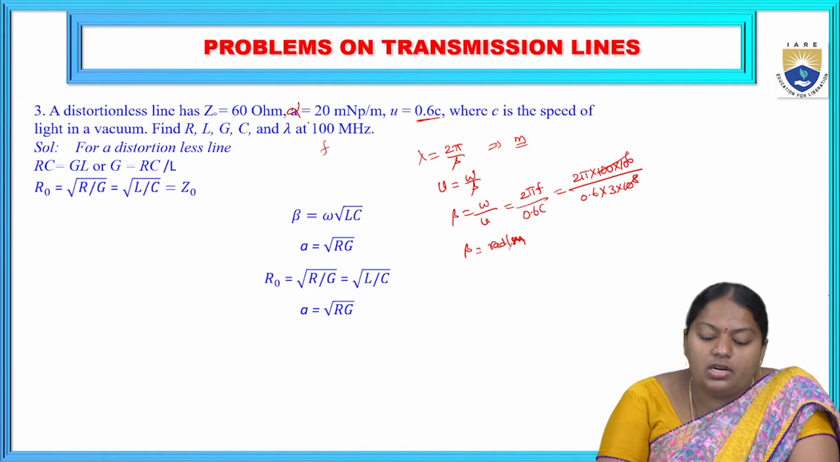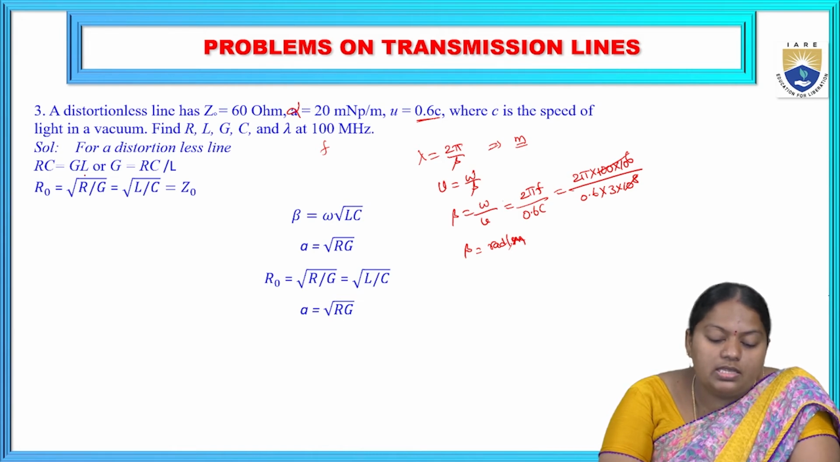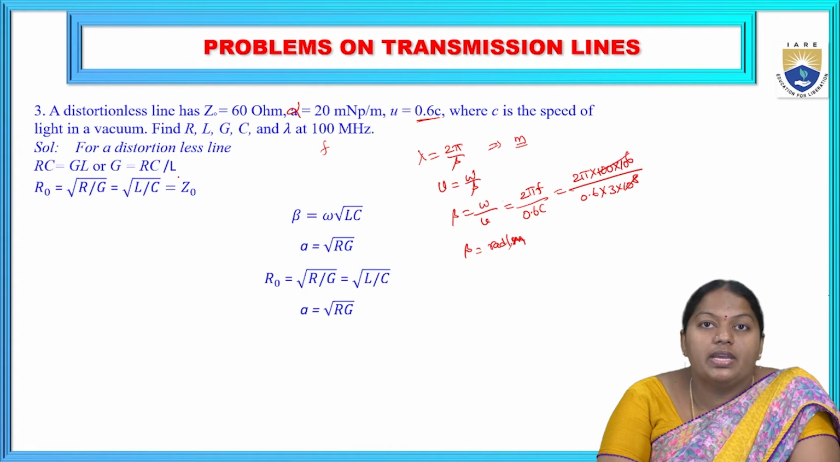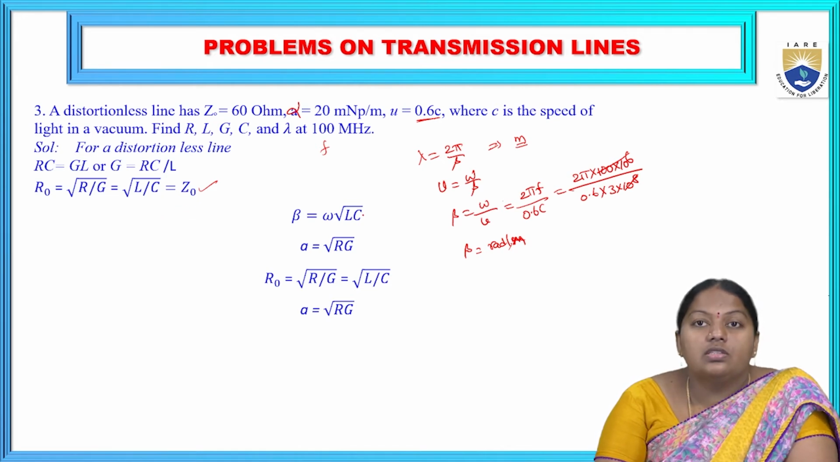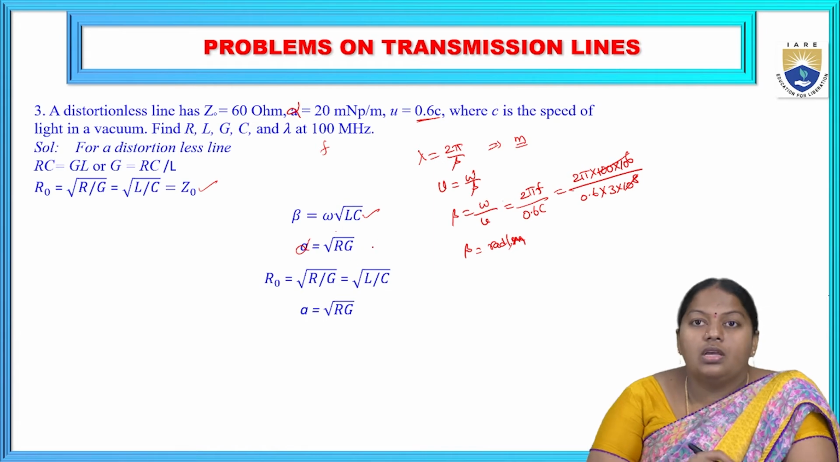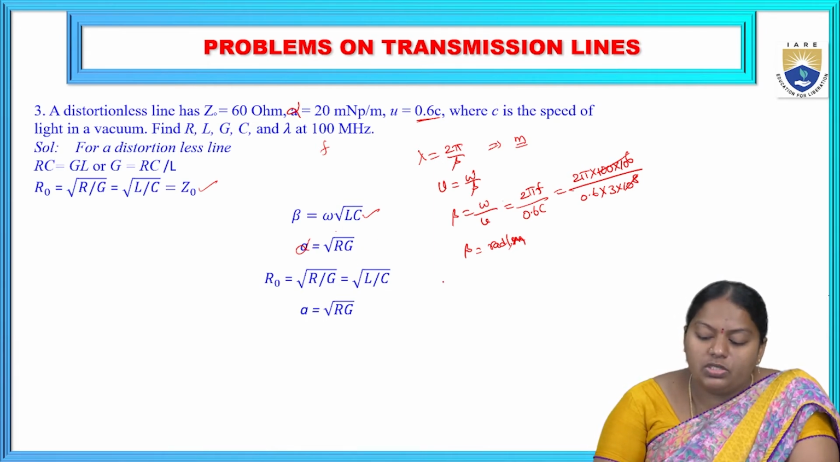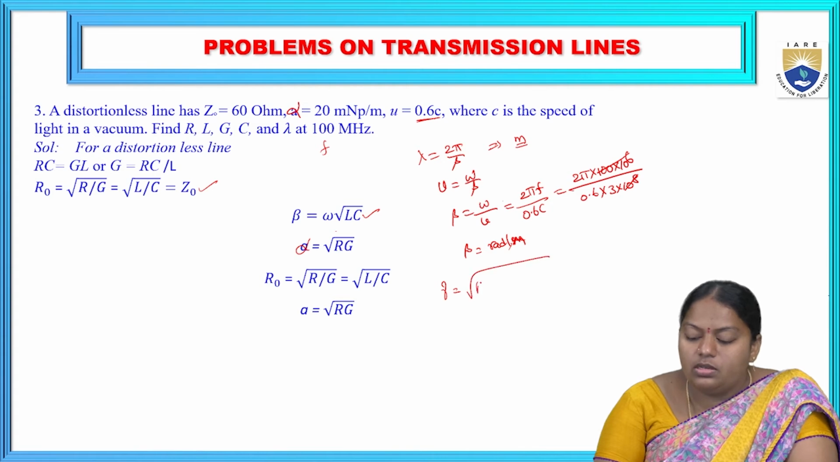And with the help of Z0 and alpha, as we know that for a distortionless line, the condition is RC equal to GL or G equal to RC by L, then characteristic impedance Z0 is equal to root over R by G or root over L by C. Either of the formulas we can consider, and along with that, phase constant beta equal to omega root over LC, and attenuation constant alpha equal to root RG. As we know that propagation constant gamma can be considered as root over (R plus j omega L) into (G plus j omega C), right?